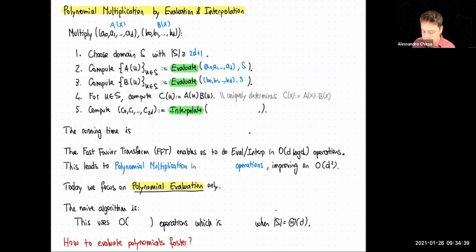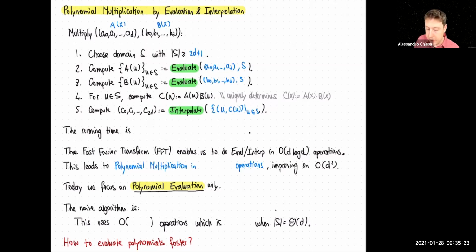Once we have the pointwise evaluations of C, we can now interpolate. So we're going to tell the interpolation algorithm, please interpolate to obtain the polynomial that corresponds to the pairs of location and value given by (u, C(u)), where u ranges in S. And this subroutine is going to return to us the coefficients that correspond to that polynomial. Because we have chosen S to be large enough to uniquely determine C, this algorithm returns the correct answer.